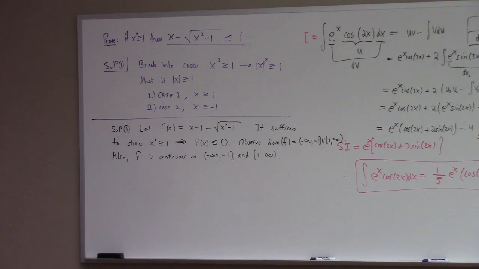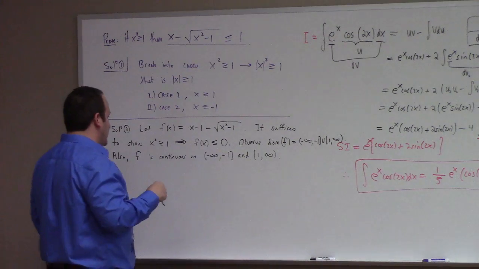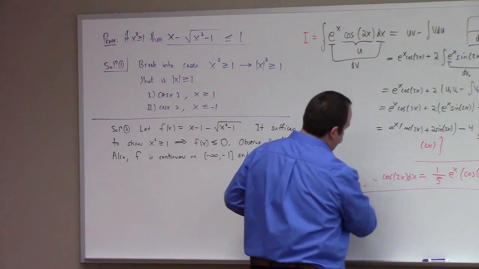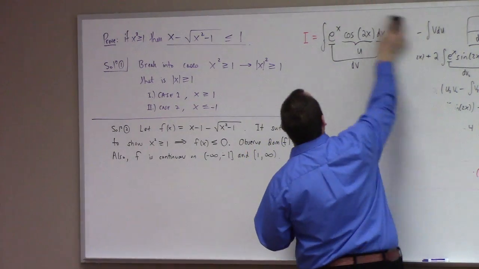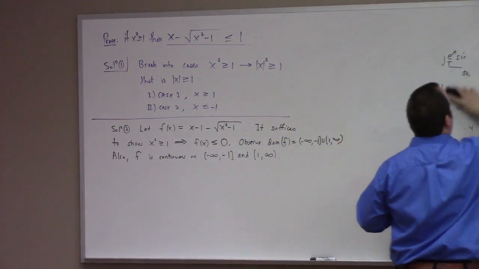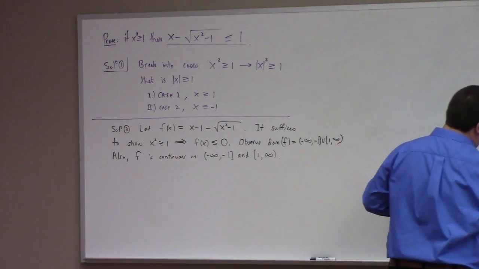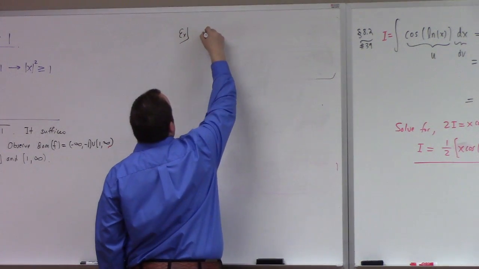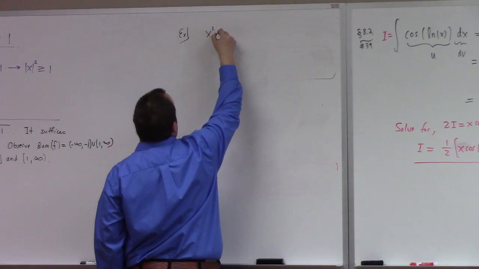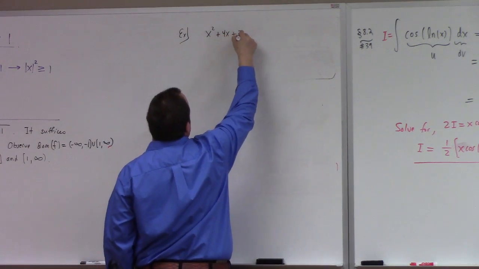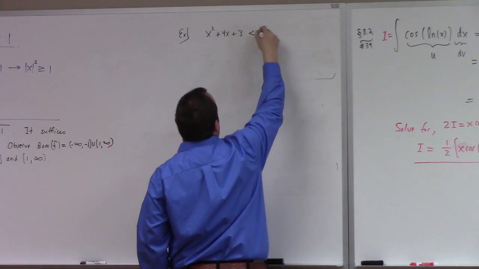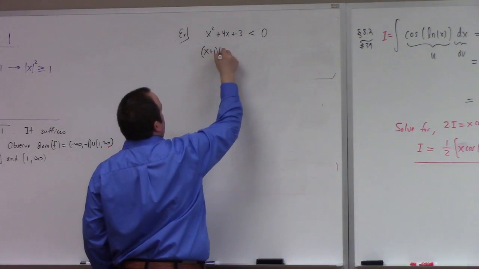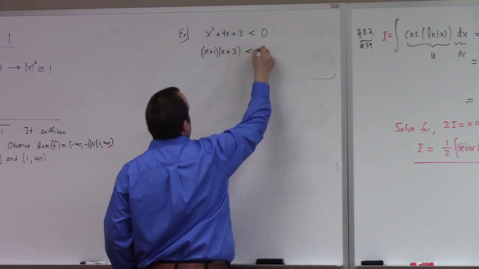So then let me just remind you, or perhaps tell you for the first time in your life, how you can solve quadratic inequalities using this notion. Because the solution I'm outlining for you is based on this example. Suppose I wanted to solve x squared plus 4x plus 3 less than 0. What I would do is I go, okay, well that's x plus 1 times x plus 3 is less than 0, right?